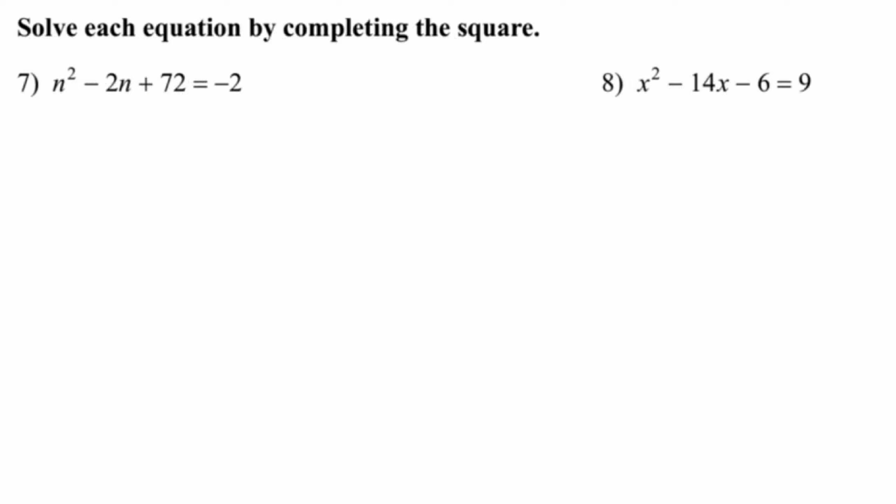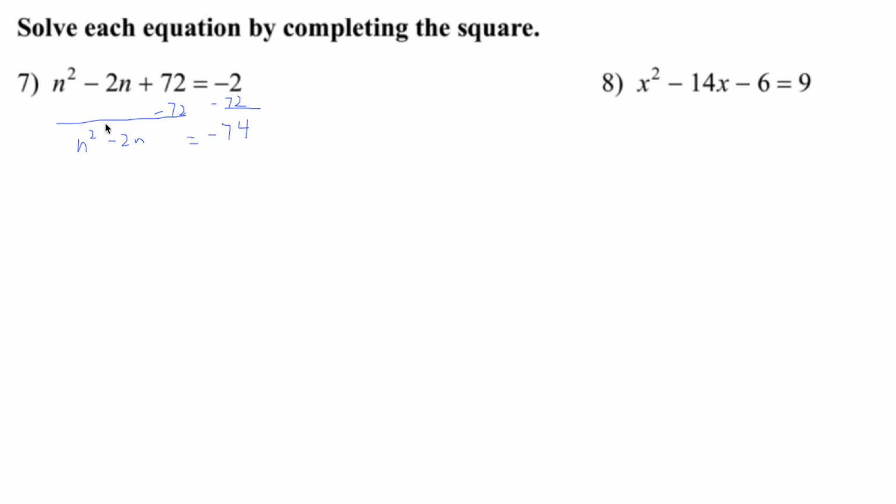Now we're going to solve by completing the square. We actually don't have the more difficult ones on here where we have a coefficient out here. So these are pretty straightforward. First thing we want to do is get the constant to the right side. So we'll subtract 72 from both sides. And we get n squared minus 2n equals negative 74.